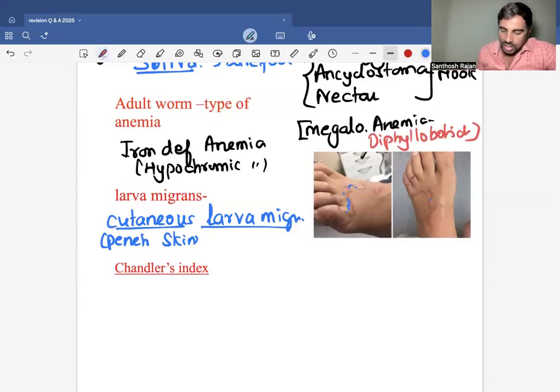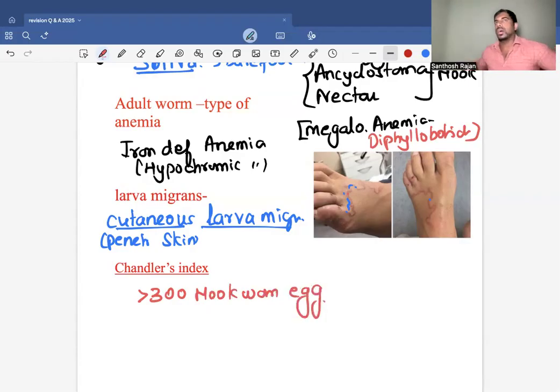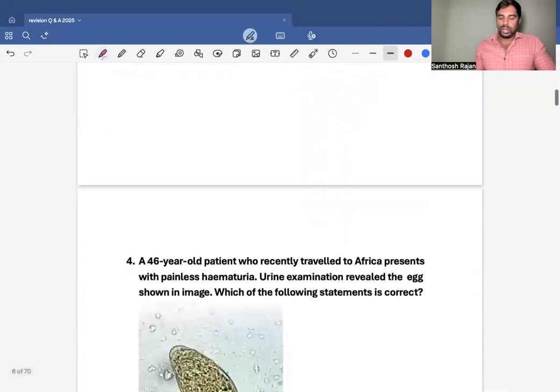Chandler index. The Chandler index is basically, when there are more than 300 hookworm eggs, that is a community problem, meaning there is an outbreak or whatever. More than 300 hookworm eggs per ml of stool. So that is the Chandler index, for epidemiological purposes. Right, that's all for your hookworm.